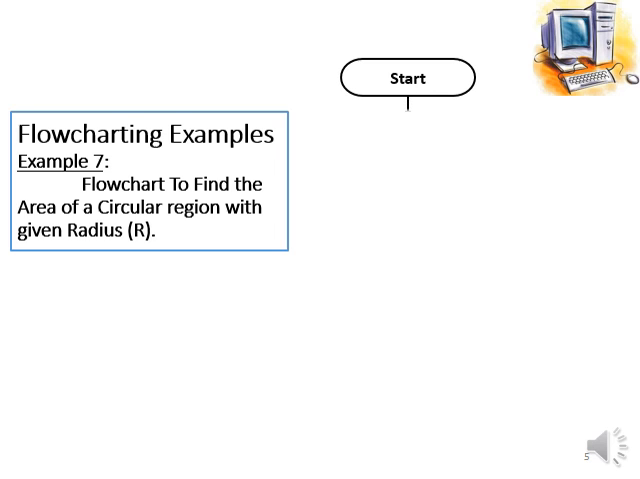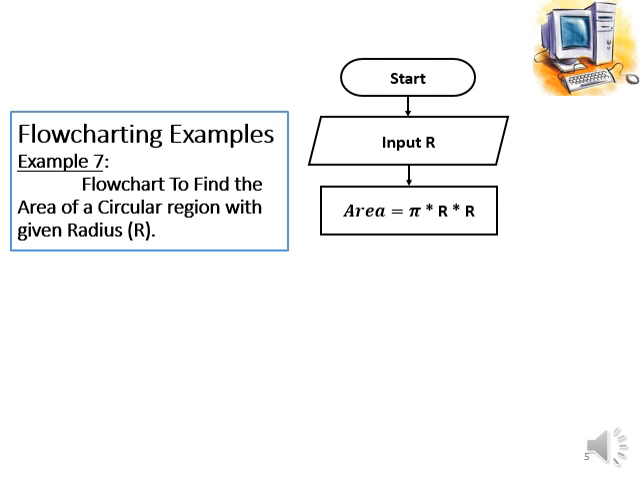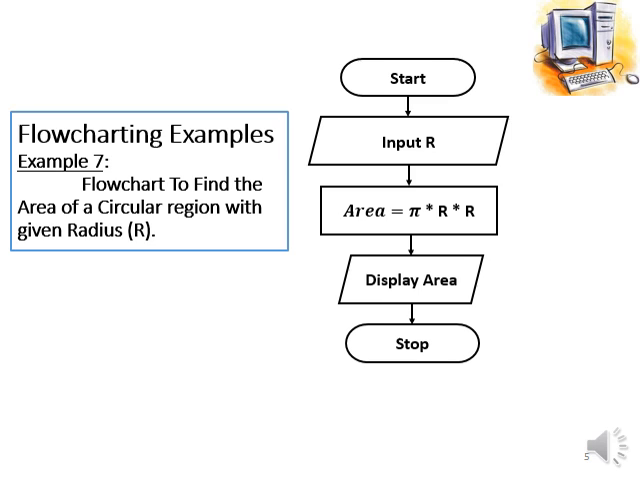Put the start symbol, then in input we are getting R. R stands for radius of the circle. Now we know that the formula for finding the area of a circle is pi r square. So inside the rectangle, because it's a processing operation where we are performing multiplication of pi and r square, that is represented by the rectangle symbol. Inside the rectangle we are writing the formula for finding the area of a circle that is pi r square, and then display area of the circle, which is an output operation, and it is represented by a parallelogram. And at the end we have to put the terminal symbol or stop symbol.